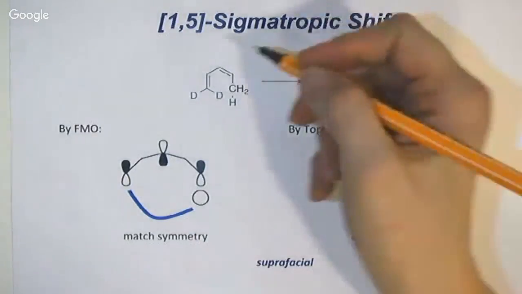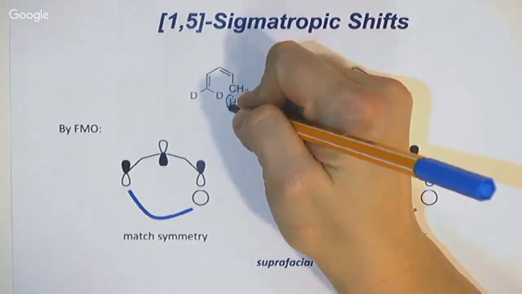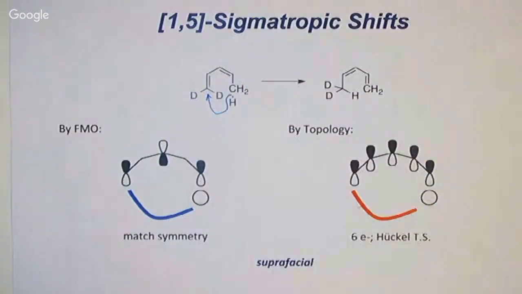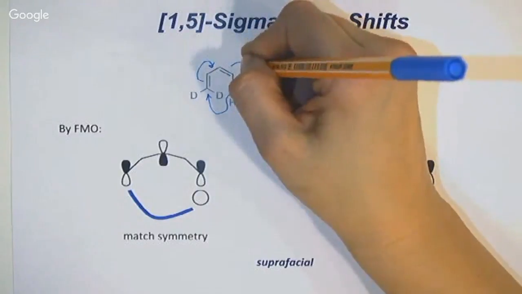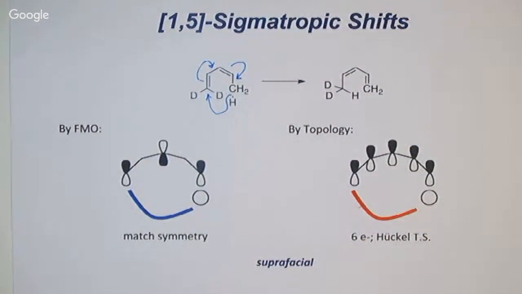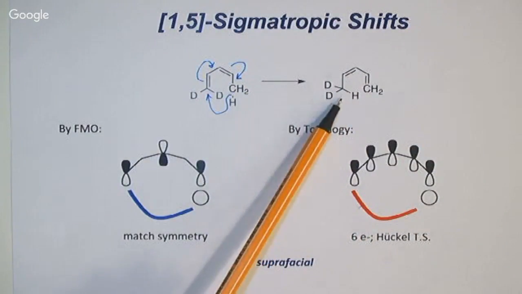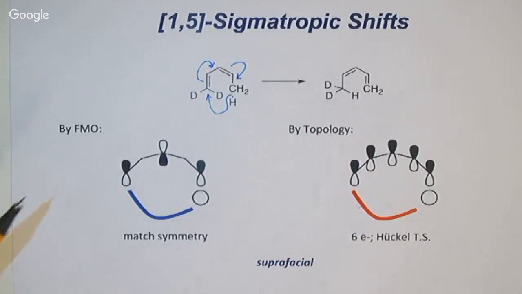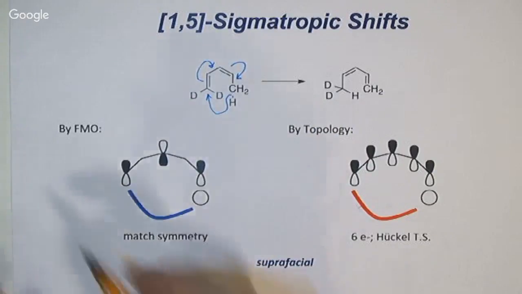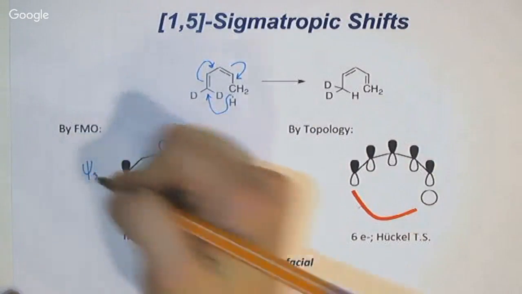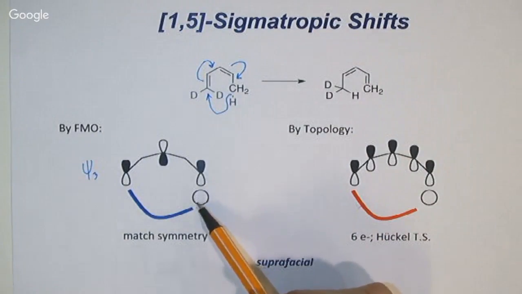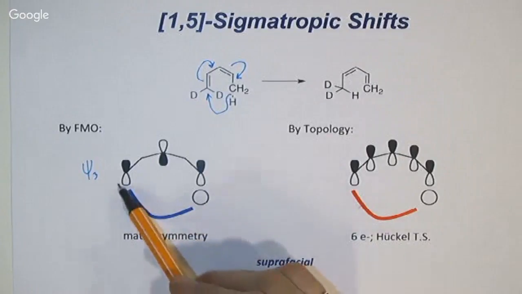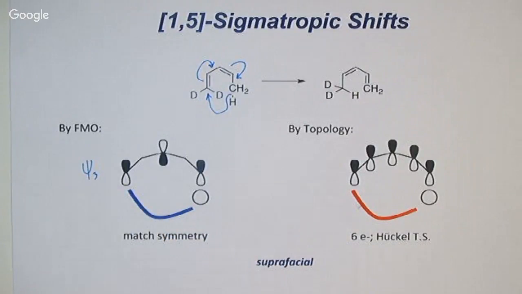Actually, let's do this up top first. The idea is that we're going to take the sigma bond of that carbon-hydrogen and move it over to the other side, and we shift the double bonds such that now the hydrogen is attached to the carbon also bearing 2 deuteriums. By frontier molecular orbital, we're going to choose the 3rd molecular orbital here. And when we move that hydrogen, we need to match the symmetry, so that hydrogen is going to move suprafacially from carbon 1 over to carbon 5.